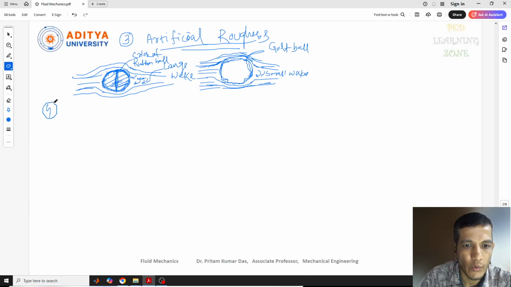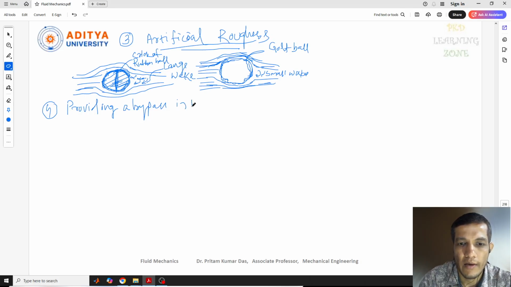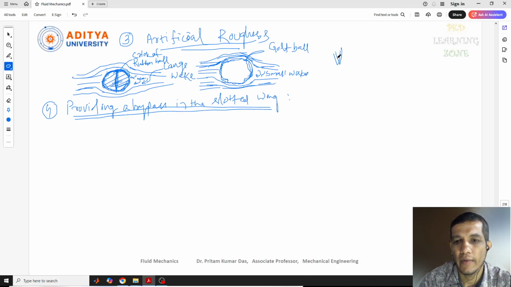Another one is we need to provide a bypass slot. Another point is providing a bypass in the slotted wing. So what is the meaning of this? See, always our target should be that your velocity should be maintained properly, and there should be no loss of energy.